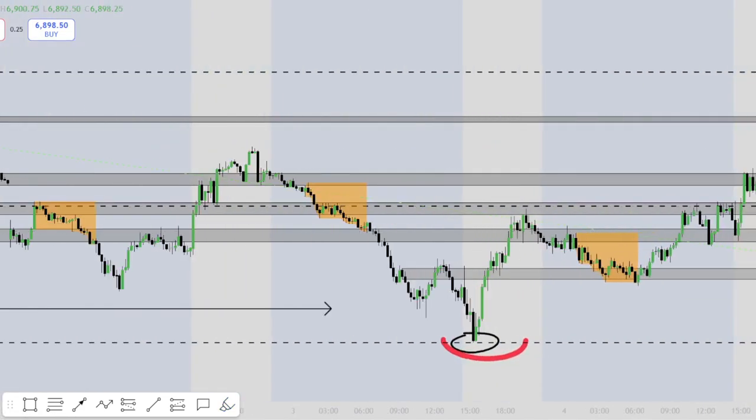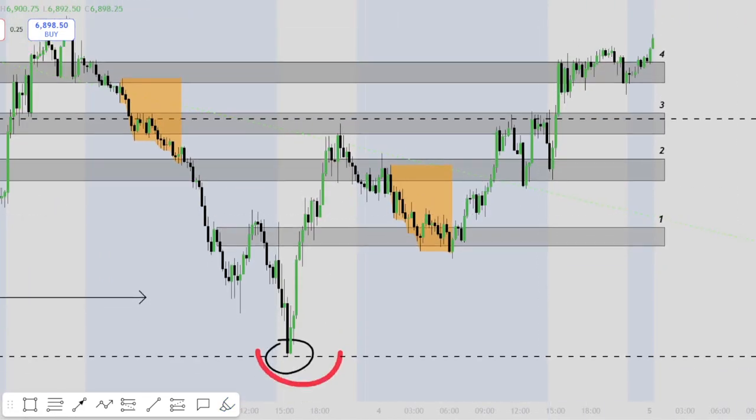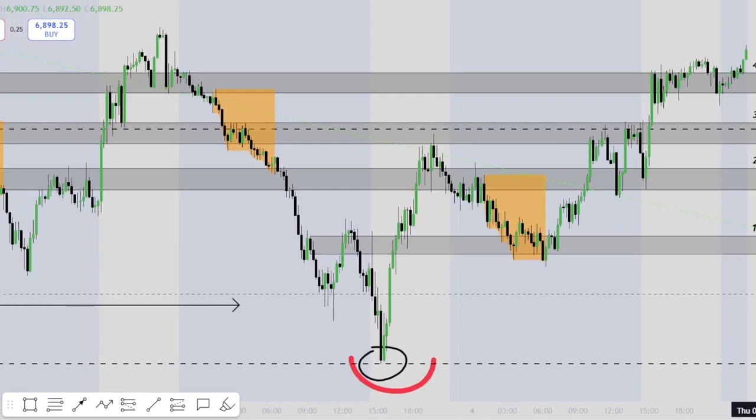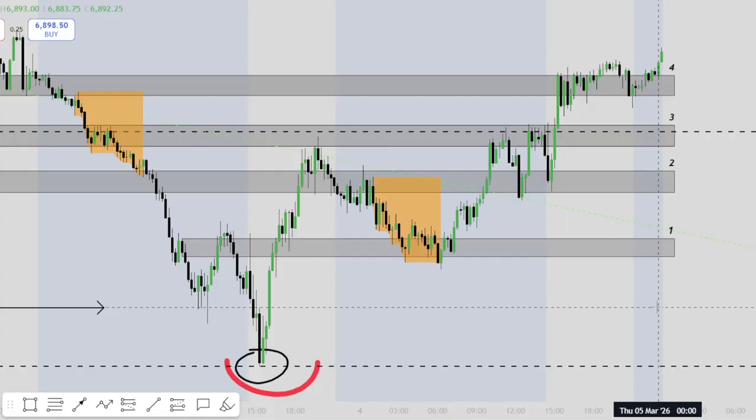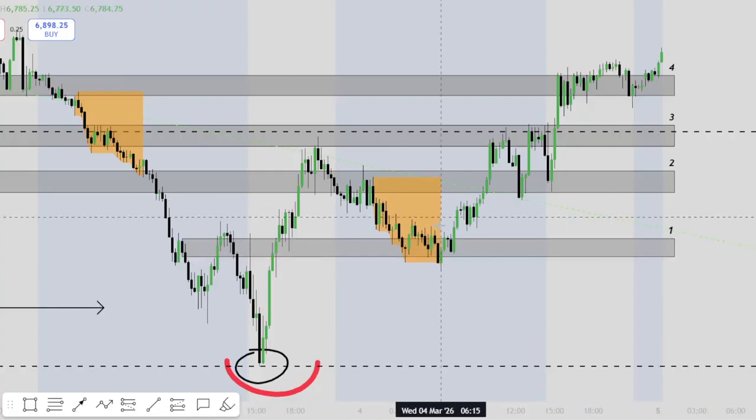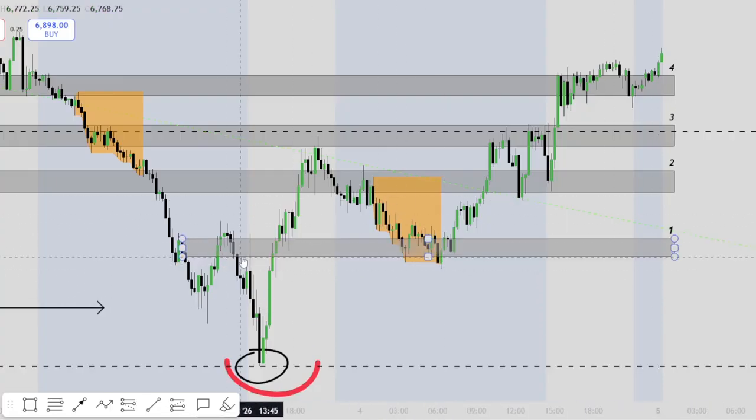So if we just take a look now at more recent price action, these were sort of my levels. And so this is the most common question I get. How do I find my levels? I'm not going to go over that in this video, but I'm going to go over key level 1, because key level 1 is the easiest to identify.